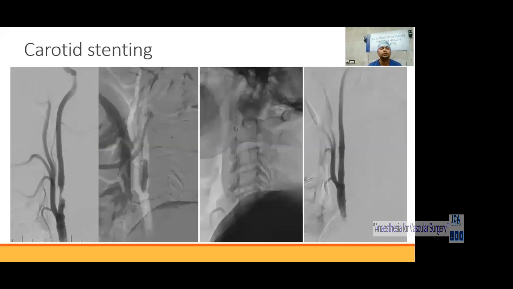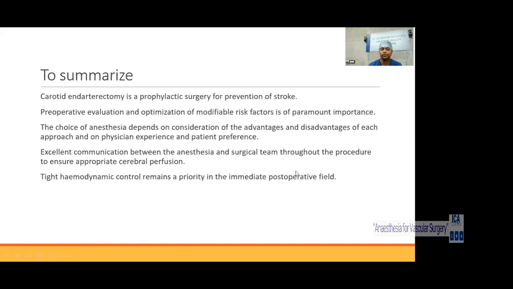This is the picture showing around 70 to 80% of carotid stenosis. This is after the balloon angioplasty and stent being deployed and good flow is established.